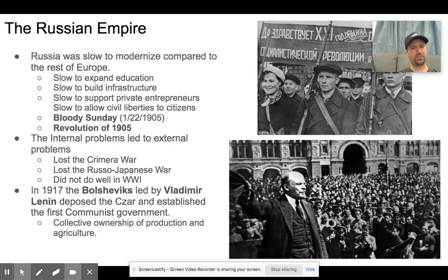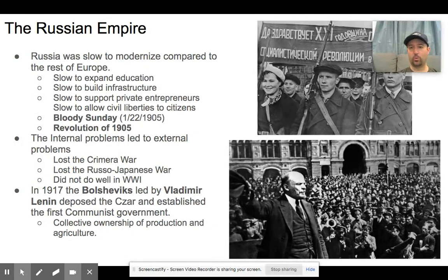Meanwhile, you've got a bunch of internal problems that are also occurring inside of Russia. And they lost the Crimean War to the British and the French. They lost it to the Ottomans with the support of the British. They lost the Russo-Japanese War and lost a big chunk of their territory on the eastern coast.